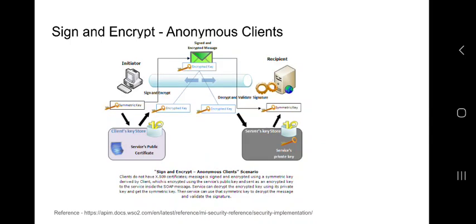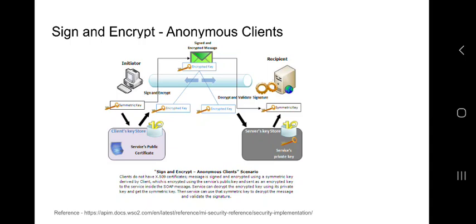And then again the same scenario with anonymous clients. So anonymous clients means you don't know the client beforehand. Then in that case, clients do not have an X509 certificate because it doesn't identify itself to the service beforehand. So we can call it an anonymous client. And then in this scenario, sign and encryption will have to happen using its symmetric key, right? And then the symmetric key will be encrypted using the recipient's public key, which will be there with the sender side.